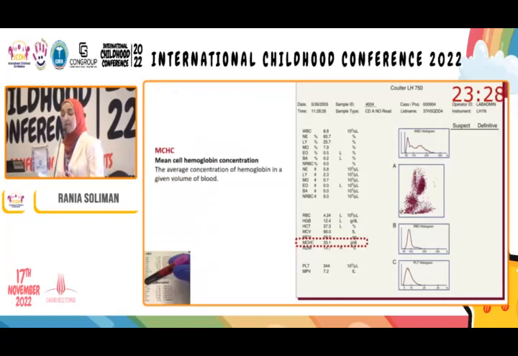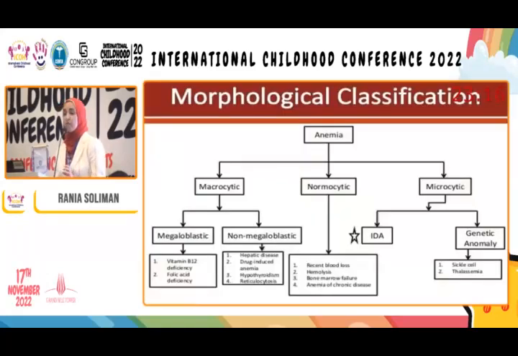The next number we have is the MCHC, which is the mean cell hemoglobin concentration, which is the average concentration of hemoglobin in a given volume of blood. So we all know that one of the important classifications of anemia depends on these numbers, the MCV and the MCH, when there is macrocytic anemia or microcytic anemia or normocytic anemia. I will not go into the details, you all know it, but it is important.